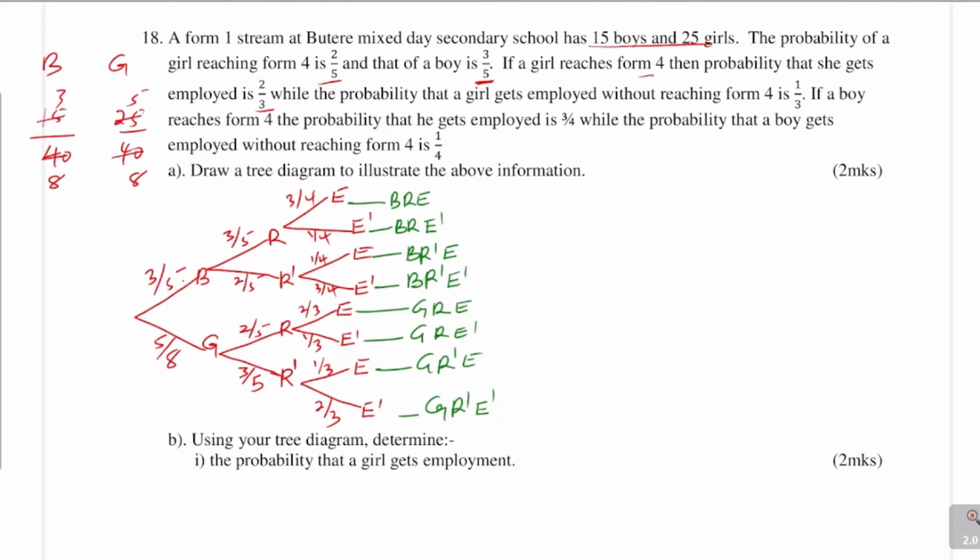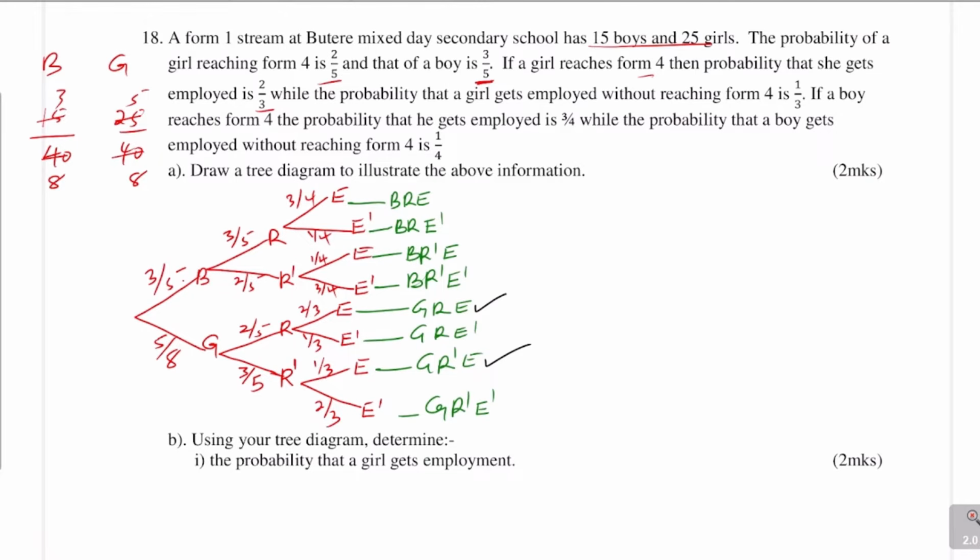Part B, using your tree diagram, determine 1, the probability that a girl gets employed. A girl gets employed. So instances when a girl gets employed are in this branch. So it is here, gets employed. That is a girl reaches Form 4, gets employed. And then girl doesn't reach Form 4 and gets employed. That is what you're going to use. So those are the two you need to follow. You need to follow these branches very well. So girl reaches Form 4, employed. Girl doesn't reach Form 4, employed.